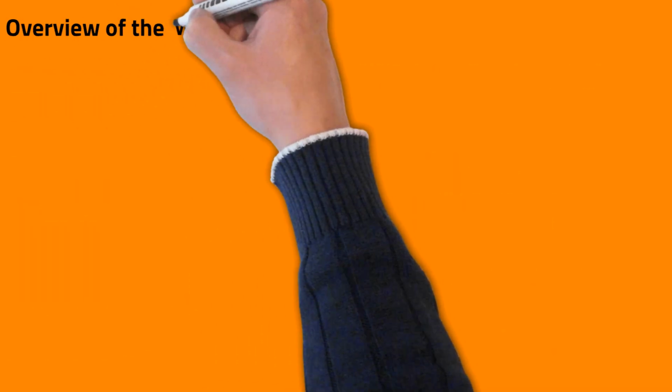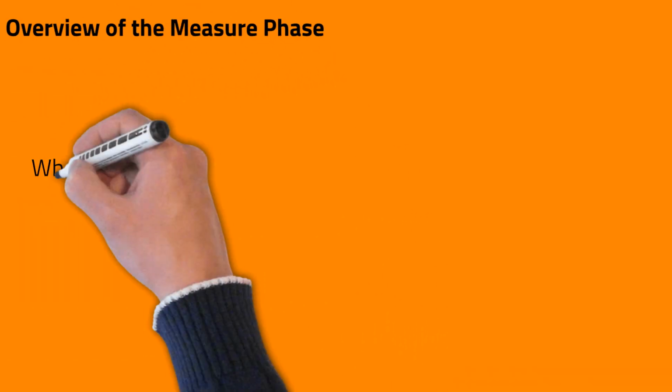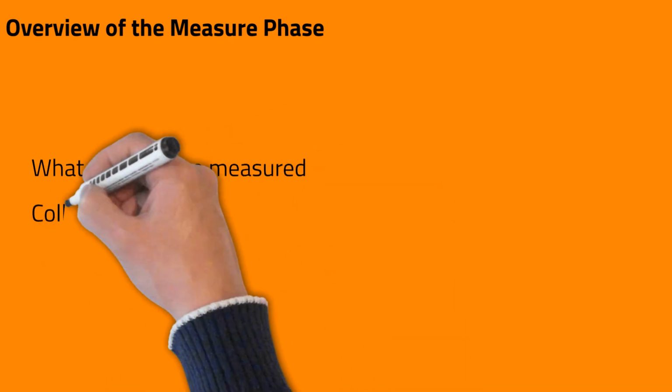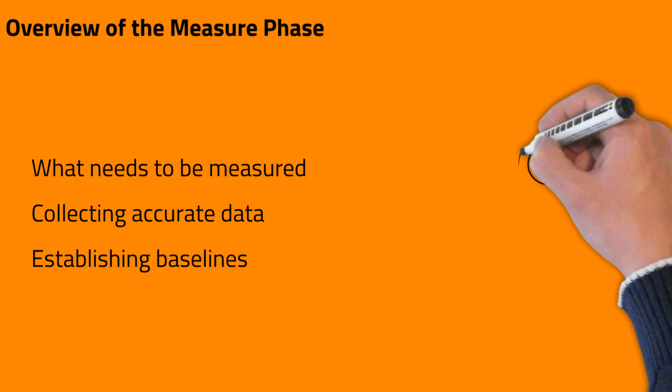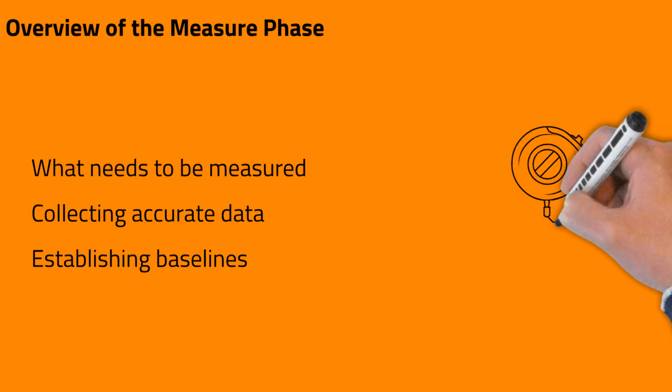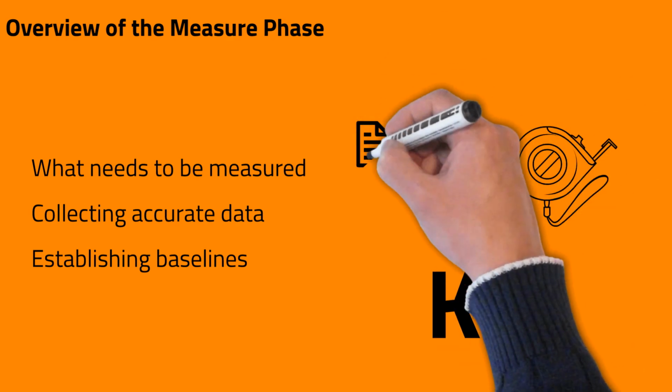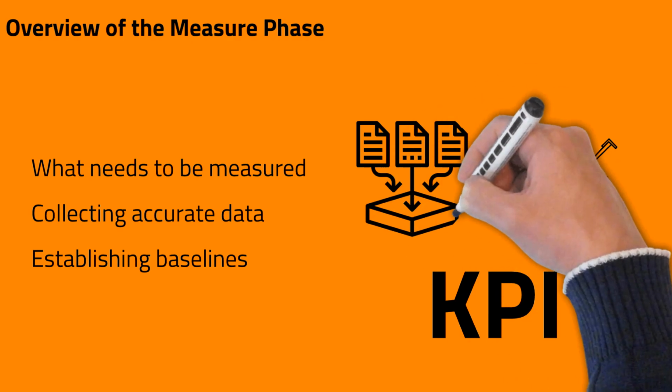The measure phase is a cornerstone of the Six Sigma methodology. This step is about defining what needs to be measured, collecting accurate data, and establishing reliable baselines. Key elements include understanding measurement systems, defining key performance indicators, and assessing the quality of your data.